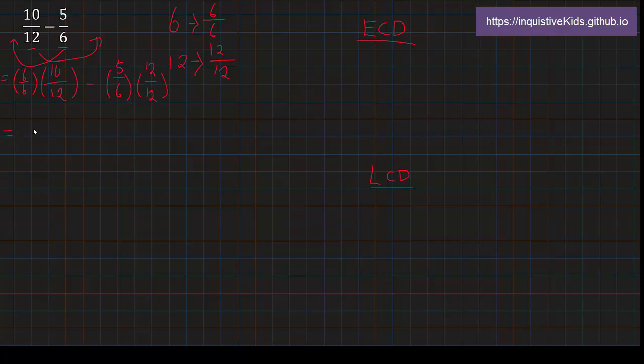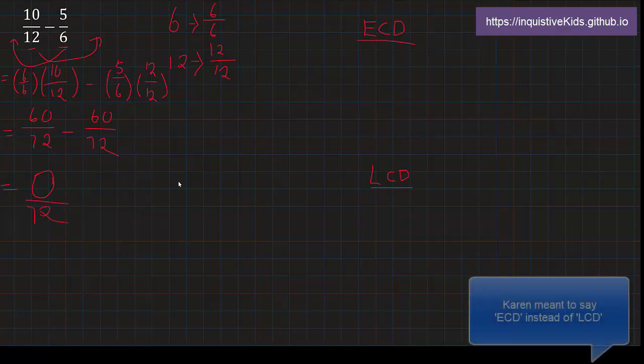We simplify the expression, which will become 60 over 72 minus 5 times 12 is 60, 60 over 72. Wait, you might say. These are the exact same fractions. So if I subtract it, it's going to be 0. And that is our fraction, 0. Or maybe 0 over 72. So that's ECD.